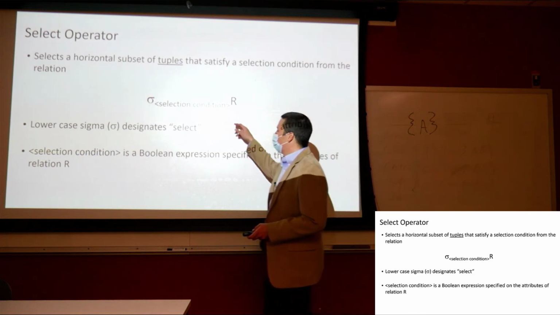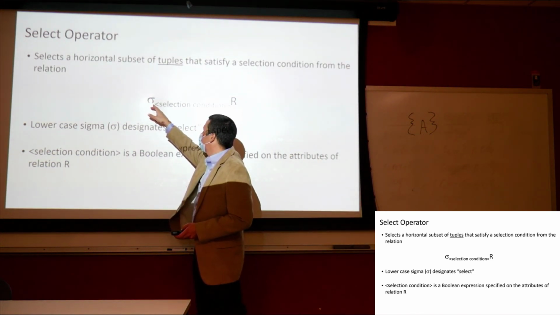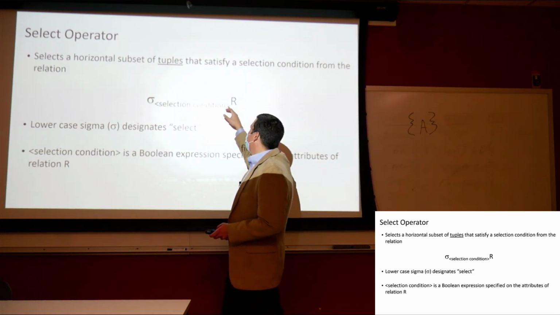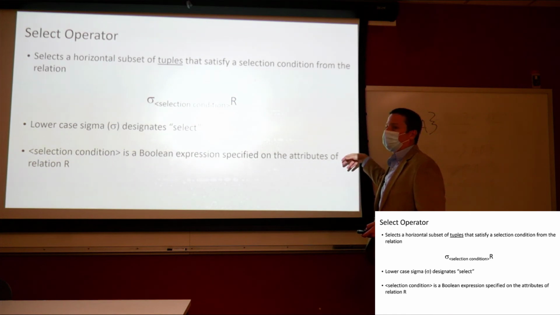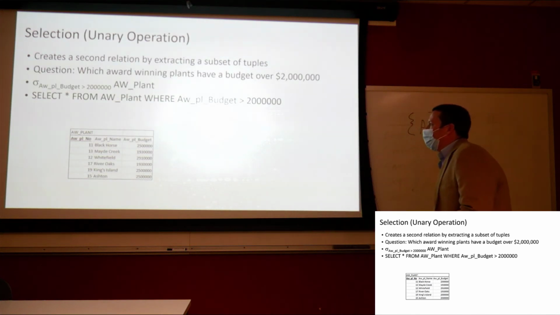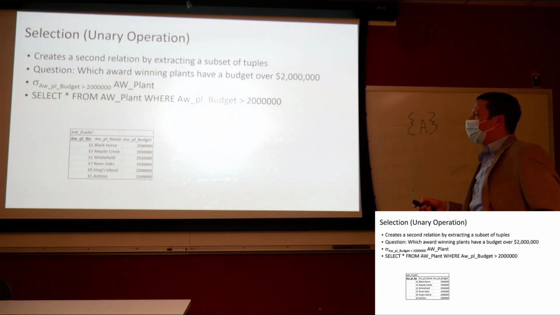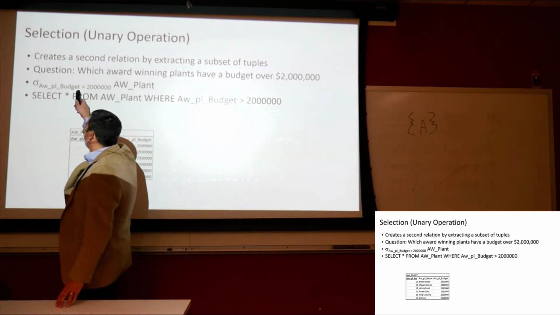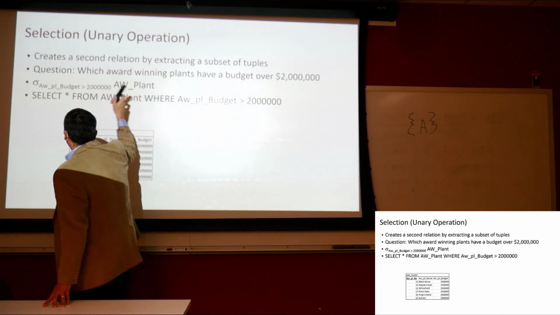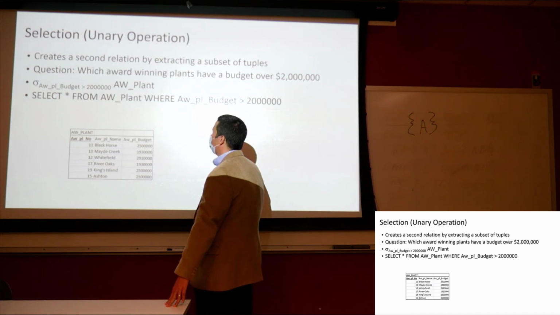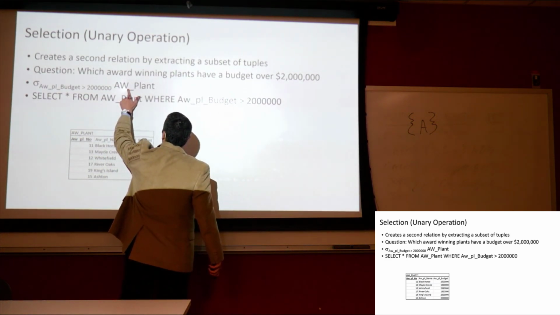So we're going to write our relational algebra statement like this. Our lowercase sigma, the Boolean selection criteria, and then the relation that we are executing this selection on. Boolean expression meaning one that's going to evaluate to either true or false for every tuple in the relation. So in this case, let's imagine we wanted to find all of our award-winning plants, so this is the relation we're dealing with, that have a budget that is greater than 2 million. So this is a Boolean expression where we're looking for the value of AW plant budget, and we're comparing the value of this attribute to 2 million, and it's going to evaluate to either true or false. If it evaluates to true, it would be returned by the selection, and if it's false, it will not be. And this is what the SQL statement that goes along with this relational algebra would look like.